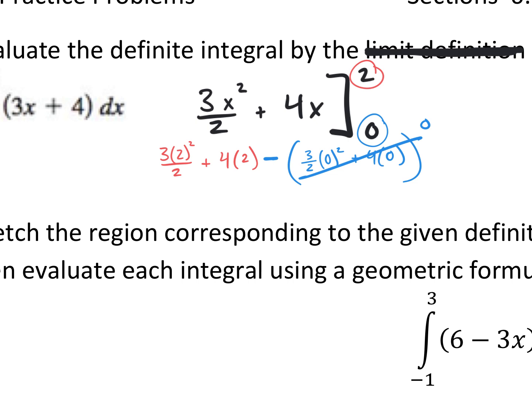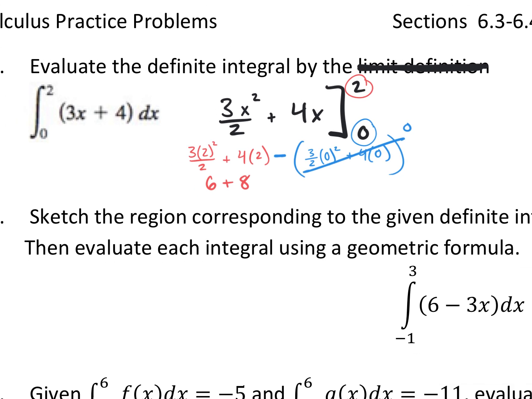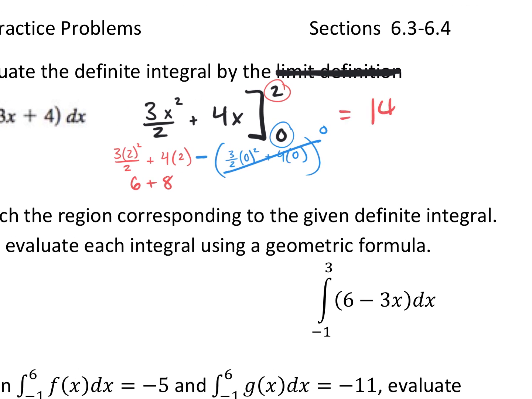So we want to figure out the math for the left part here when we plug in 2. So 2 squared would be 4, times 3 is 12. 12 divided by 2 is 6. So we have 6 plus 8, which would be 14. So hopefully when you did the limit definition, you ended up with 14. But you won't have any where you have to use the limit and your summation rules. It's just take the antiderivative.